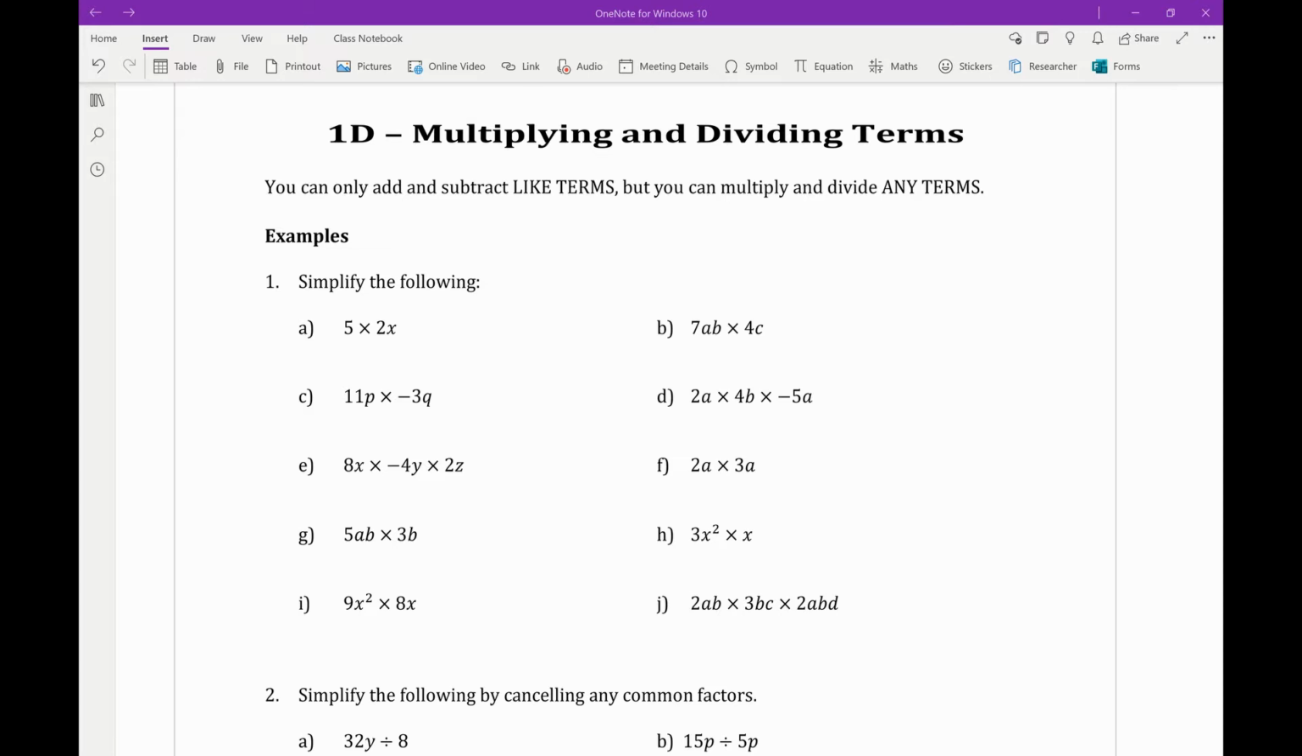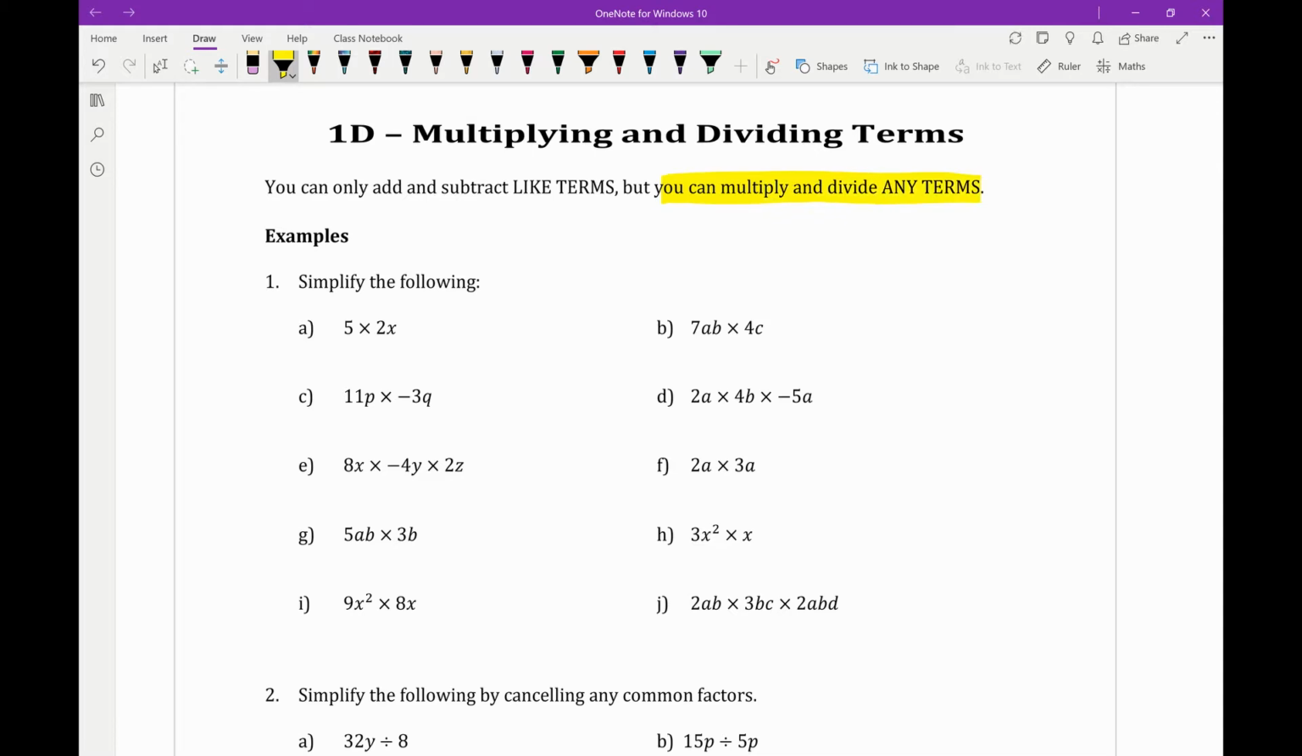So there's different rules for multiplying and dividing than there were for adding and subtracting. For adding and subtracting we always had to have like terms. If we didn't have like terms then we couldn't do anything to add or subtract. But if you are multiplying, you can multiply and divide any terms. That's what that says here. You can multiply and divide any terms. Okay, so all you have to do is, if you're multiplying, multiply any numbers and collect up the letters afterwards.